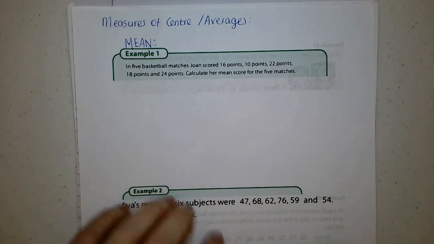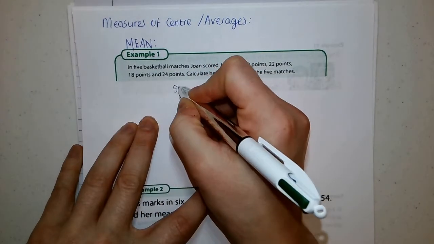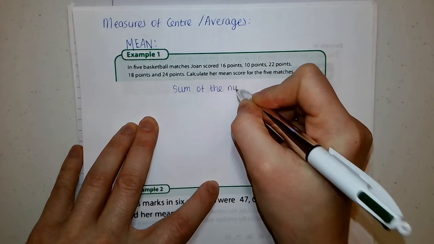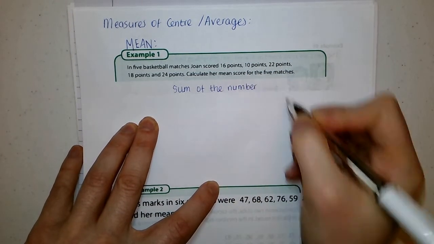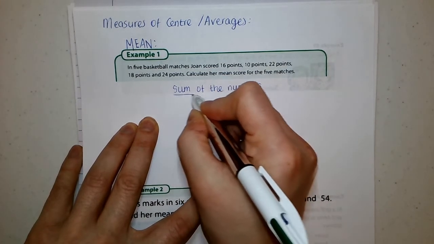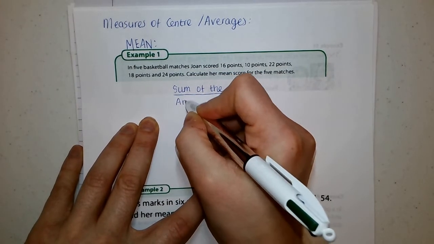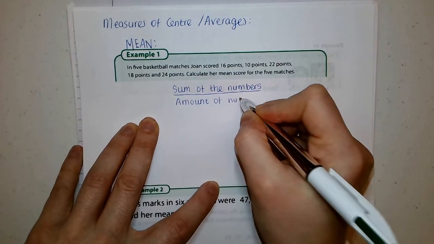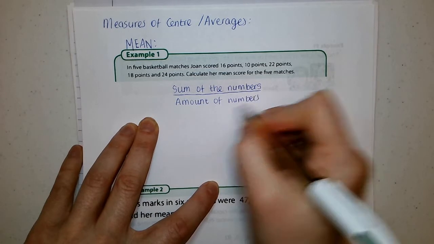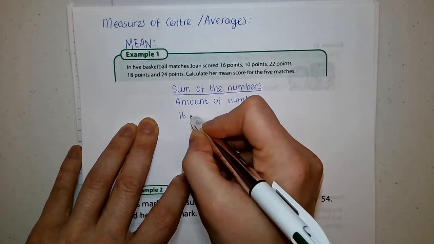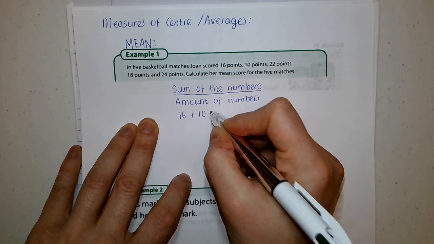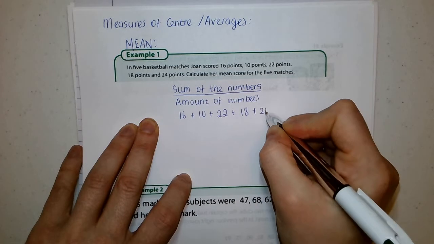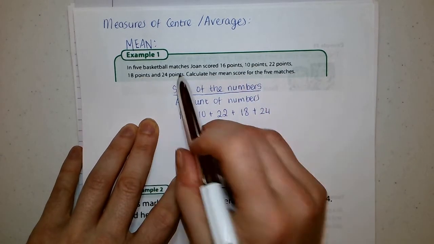The way that we find the mean is, we find the sum of the numbers, and we all know that sum means to add, and we divide the sum of the numbers by the amount of numbers, or the number of numbers. So the numbers are as follows: 16 plus 10 plus 22 plus 18 plus 24. These are all of her results for the 5 games.